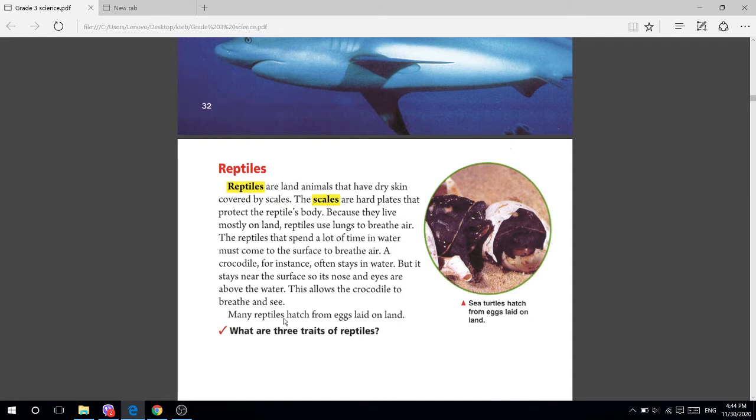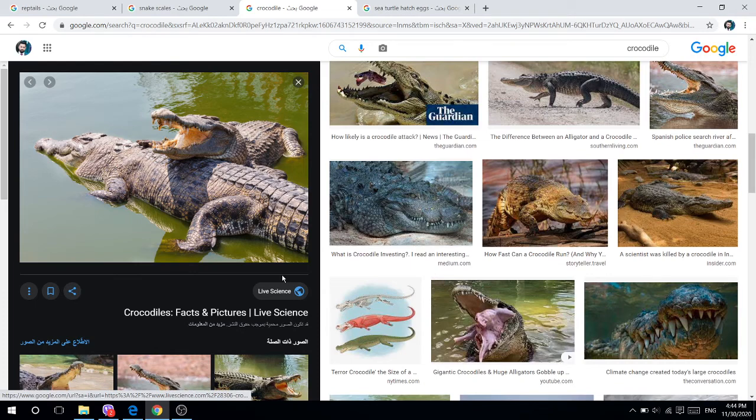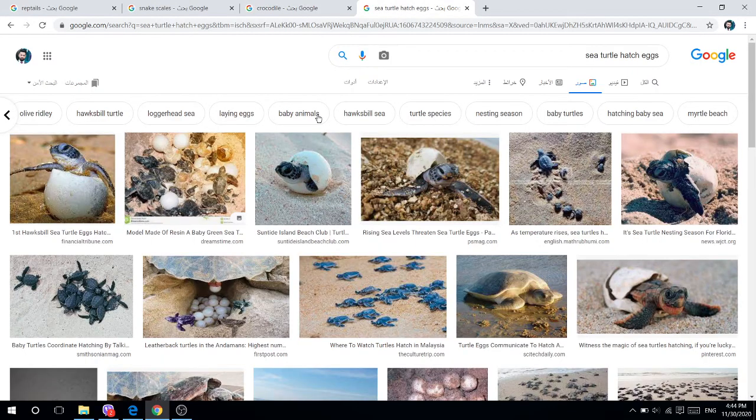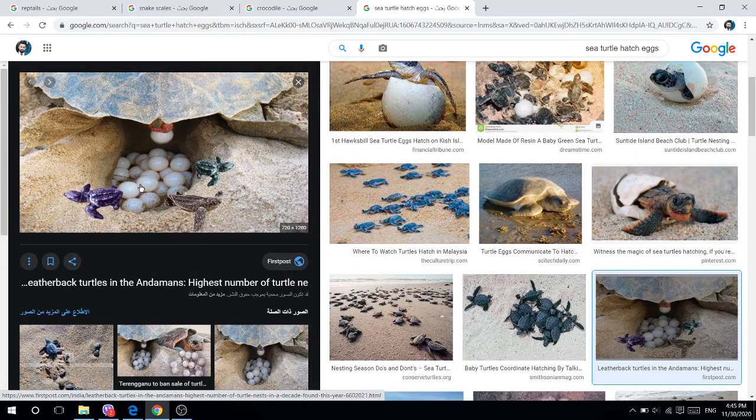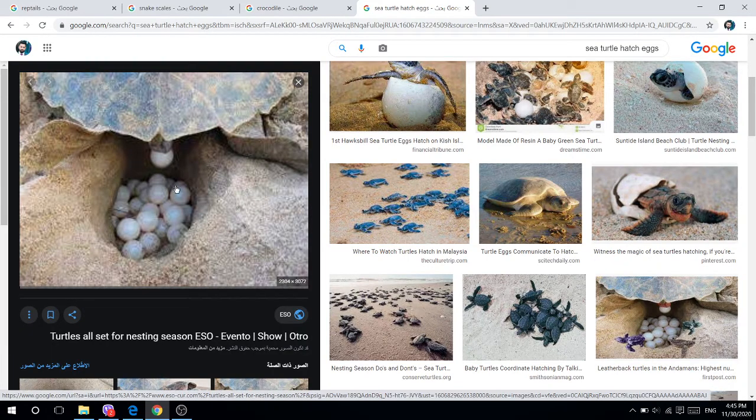Many reptiles hatch from eggs laid on land. Okay, many of the reptiles hatch from eggs laid on land. Look at that, how they lay eggs on the land. Do you see? These are the eggs of a turtle. They lay these eggs on the land. Do you see how they laid these eggs?